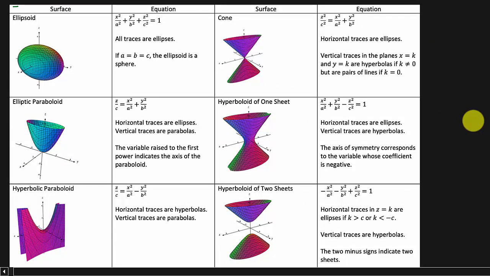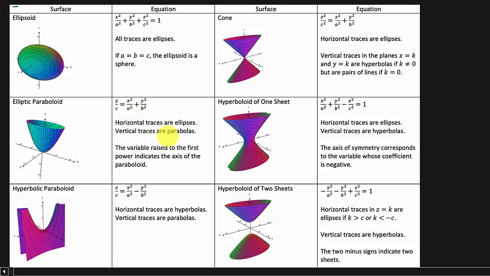The main thing here: of course, if you have x squared, y squared, z squared, and they're all over a squared, b squared, c squared equals 1, well, all traces are ellipses. We graphed a problem like this, right? And if a, b, and c are equal, then the ellipsoid is a sphere. So let's look at this one. We've got z over c equals x squared over a squared plus y squared over b squared. Horizontal traces are ellipses. Vertical traces are parabolas. It's nice to remember that, but it's also good to be able, with z equal k, x equal k, y equal k, to identify the traces from that.